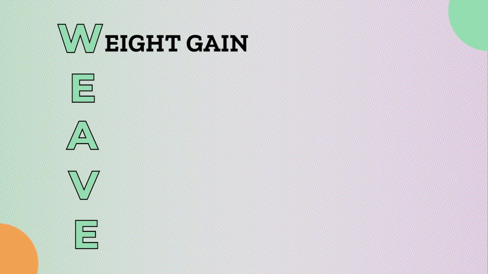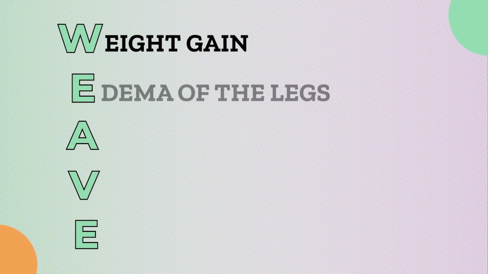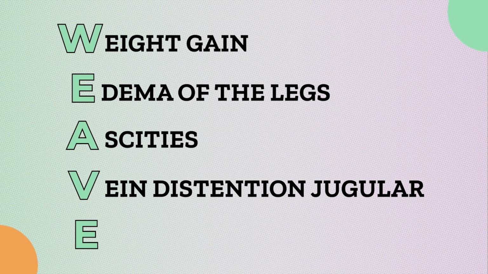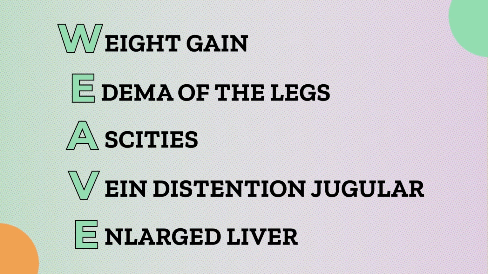Yes, W-E-A-V-E. W stands for weight gain. E stands for edema of the legs. A stands for ascites. V stands for vein distension, jugular. And E stands for enlarged liver or hepatomegaly.